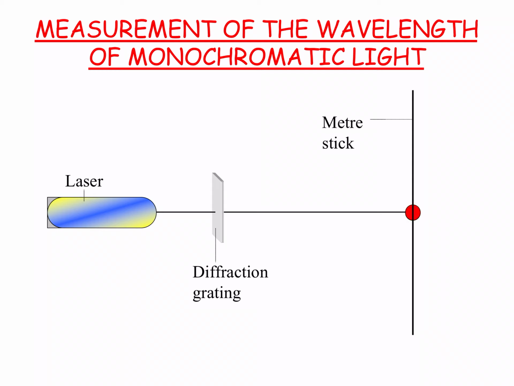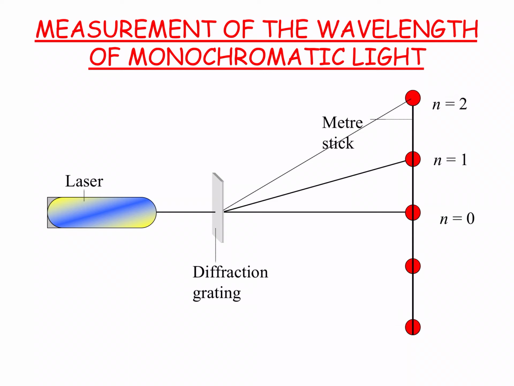Now, the diffraction grating will have one spot in the middle where there is no path length difference, n equals 0. But then it will have n equals 1 and n equals 2, and n equals 1 and n equals 2 on the other side as well, because we can have a path length both sides. And what we do is simply measure the angles on both sides and find the average. The way we find the angle is we measure the distance between the diffraction grating and the screen, and the distance between the centre dot and n equals 1, and we use tangent to find that angle, theta.